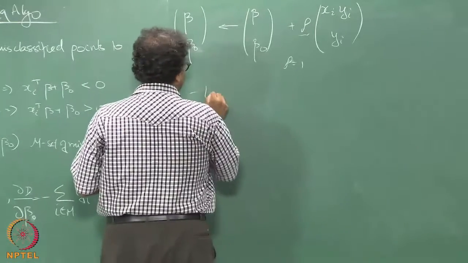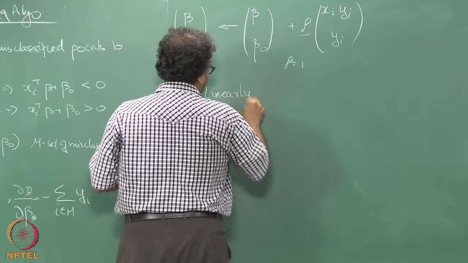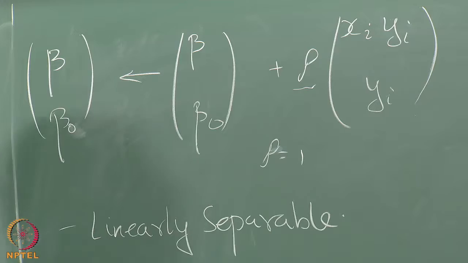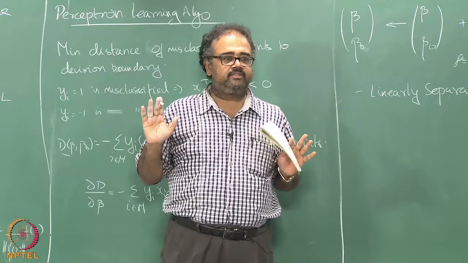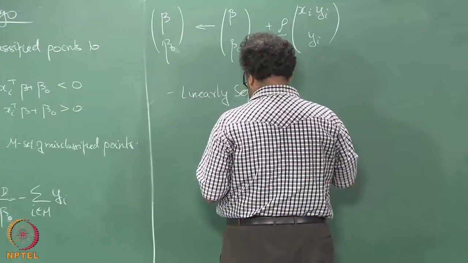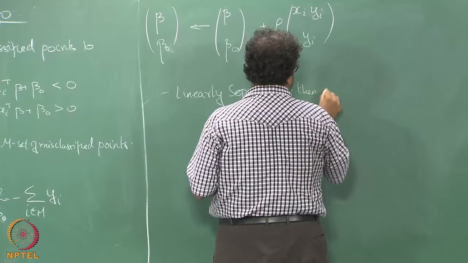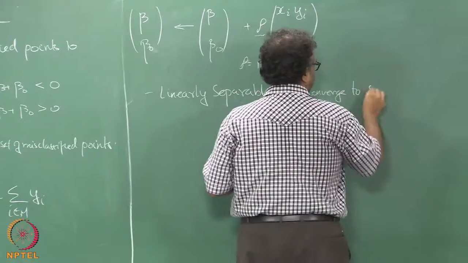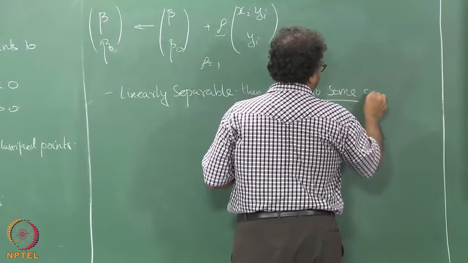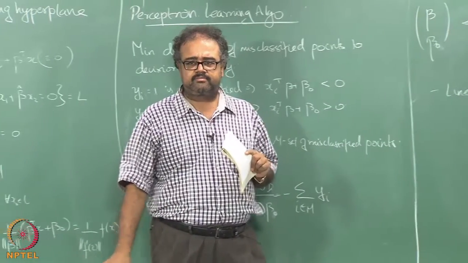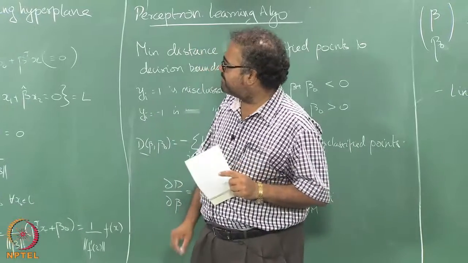Right. So if the data is linearly separable, what do we mean by linearly separable? That there exists a linear separating hyperplane that will make no mistakes. If the data is linearly separable, then the perceptron learning algorithm will converge to some solution. Okay. So what do I mean by some solution?